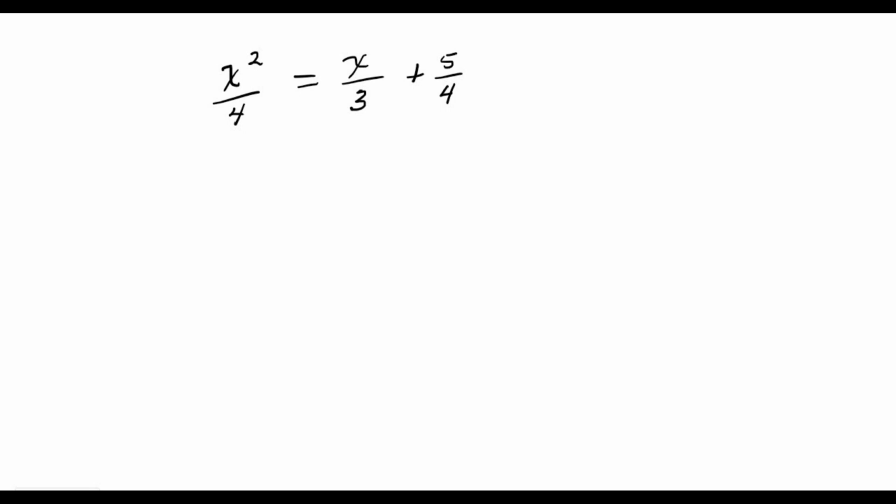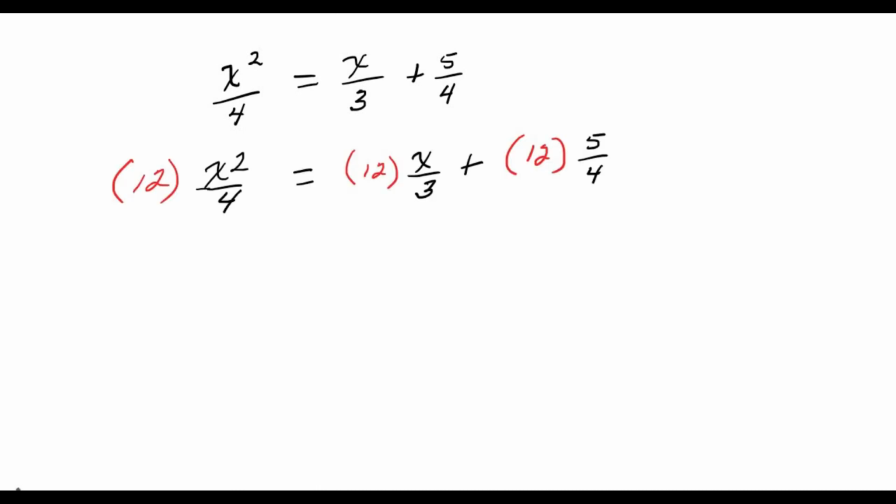Okay, now there's a couple of ways to do this problem. One way is to think of this first term as having a coefficient of 1/4. This coefficient would be 1/3, and then you have your constants being 5/4, and then you would use those fractions in the quadratic formula. Now, I don't like to use fractions in my quadratic formula, so I'm going to do this problem a different way. I'm going to get rid of my fractions by multiplying through by my least common denominator.